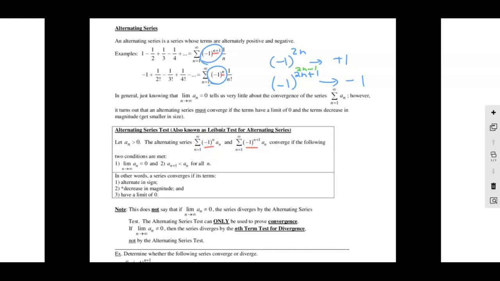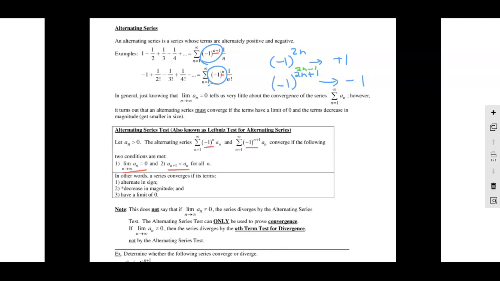That's really just going to make it alternate. So if I have an alternating series, which is just the summation of that positive sequence, but the -1 to the exponent makes it alternate, then that alternating series is going to converge if the following two conditions are met. The limit must be 0, and the next term, right? I always think about a_n as the nth term, your current term, and then a_(n+1) would be the next term.